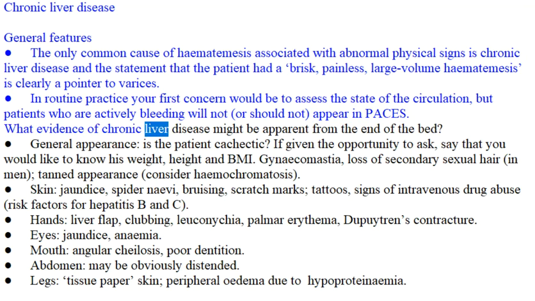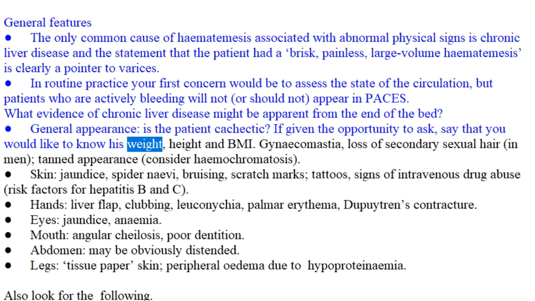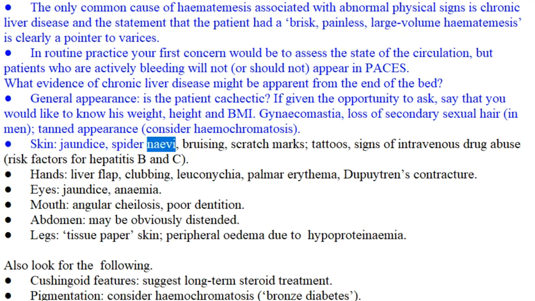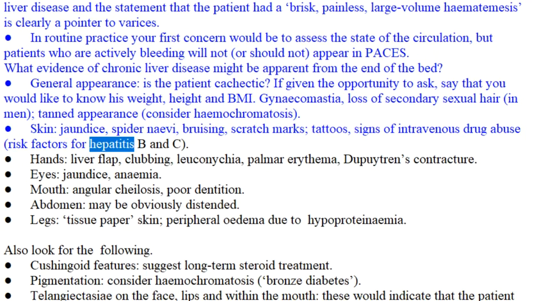What evidence of chronic liver disease might be apparent from the end of the bed? General appearance: is the patient cachectic? If given the opportunity to ask, say that you would like to know his weight, height, and BMI. Gynecomastia, loss of secondary sexual hair in men, tanned appearance: consider hemochromatosis. Skin: jaundice, spider nevi, bruising, scratch marks, tattoos, signs of intravenous drug abuse, risk factors for hepatitis B and C.